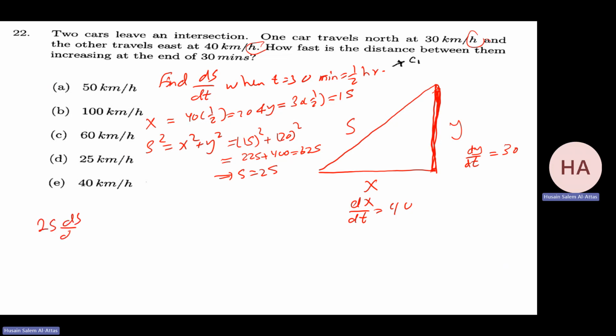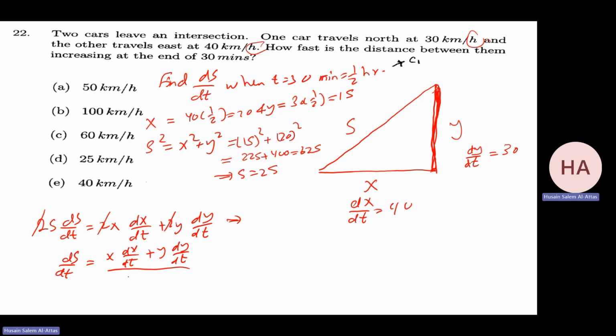Differentiate: 2s ds by dt equals 2x dx by dt plus 2y dy by dt. Cancel the 2. So ds by dt equals x dx over dt plus y dy over dt, all over s. With the numbers, x is what? 20, and dx is 40. y is 15, and dy is 30, over s, which is 25. We do the calculations. This will be 800 plus 450 over 25. And that will give me what?